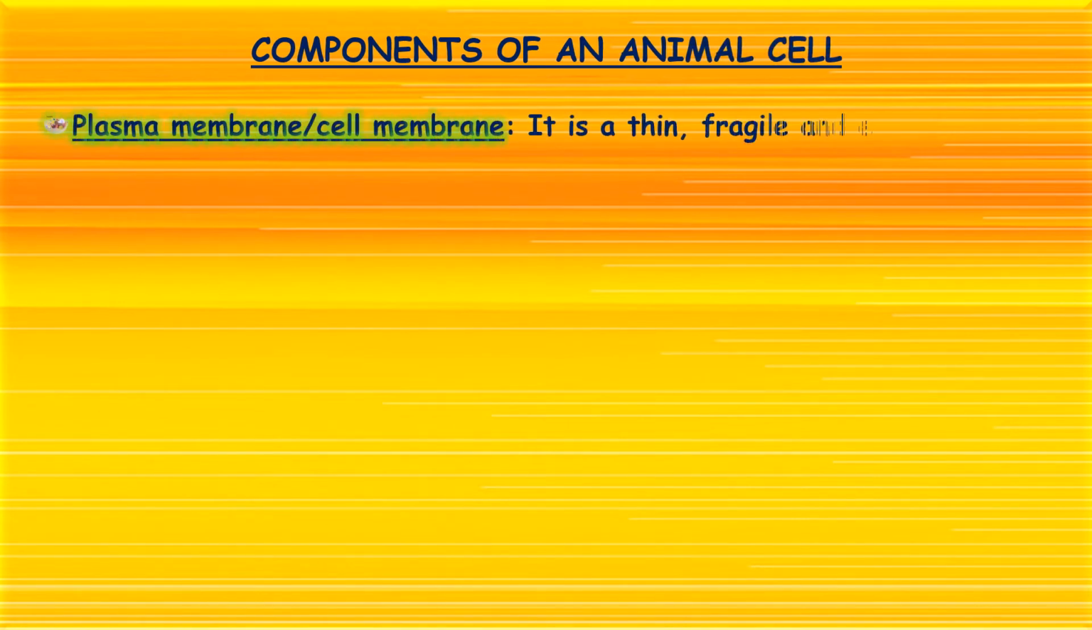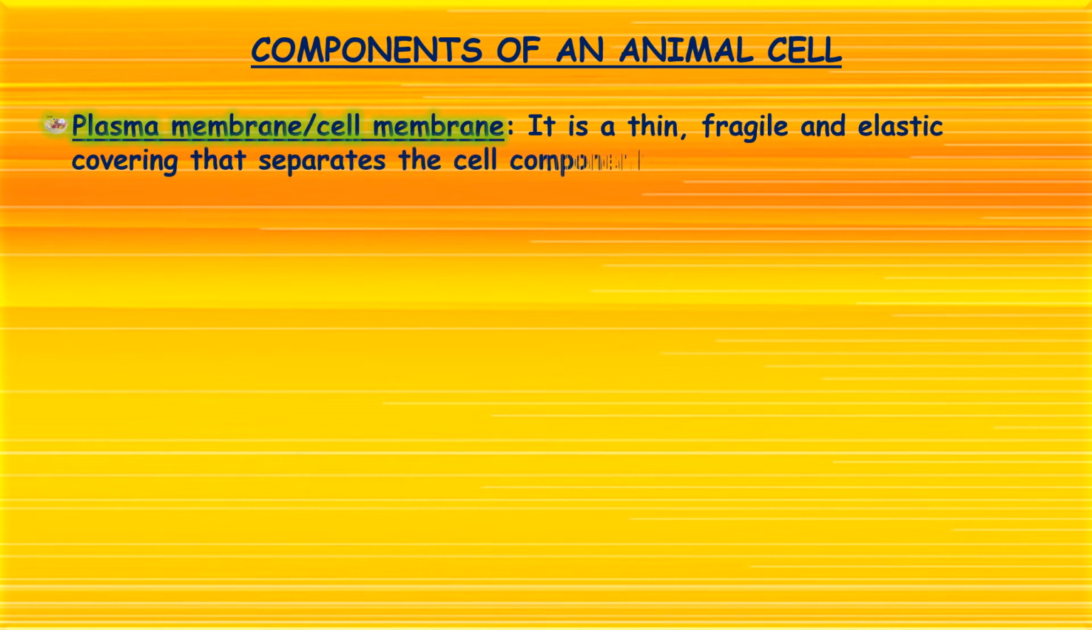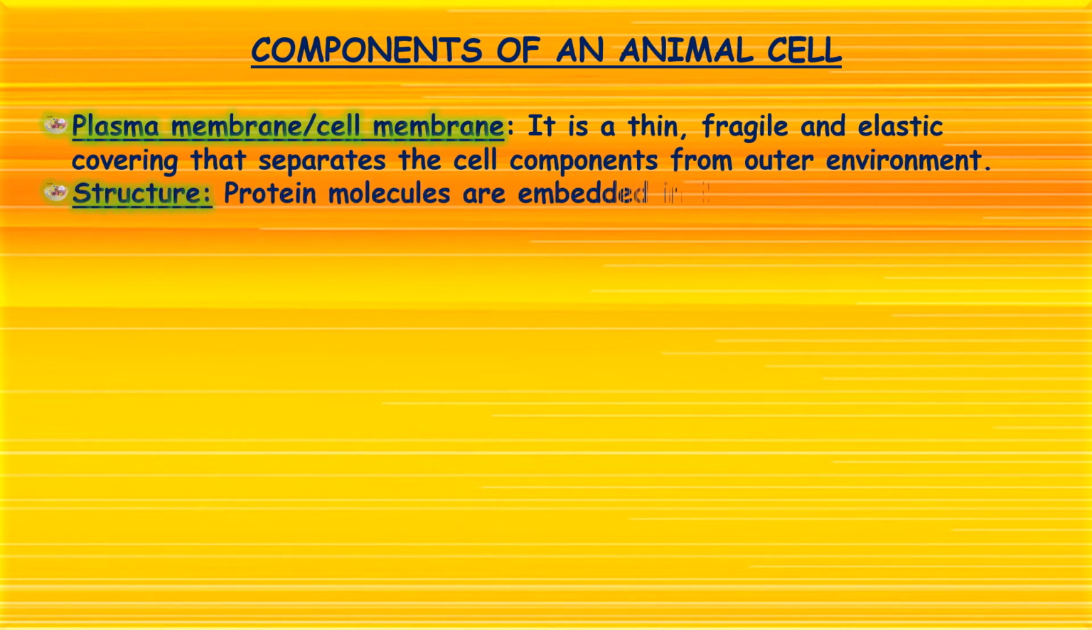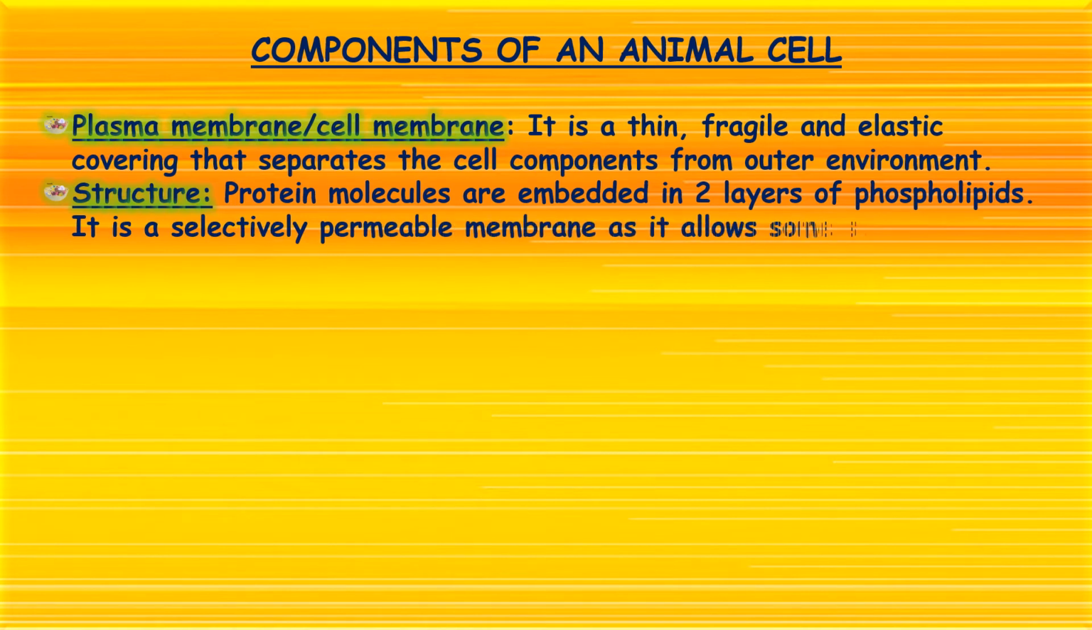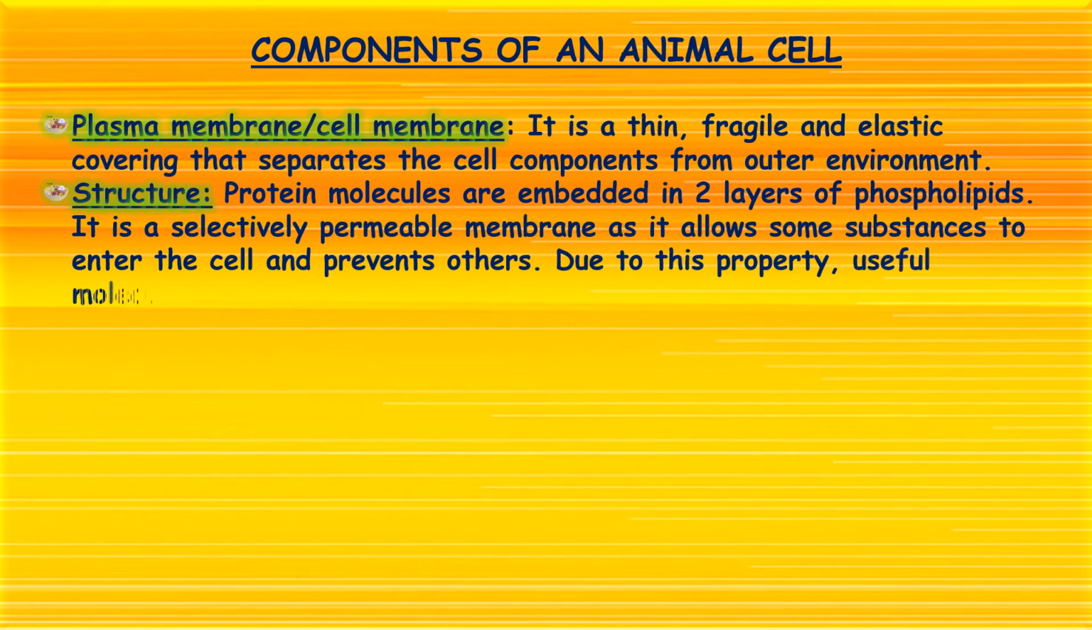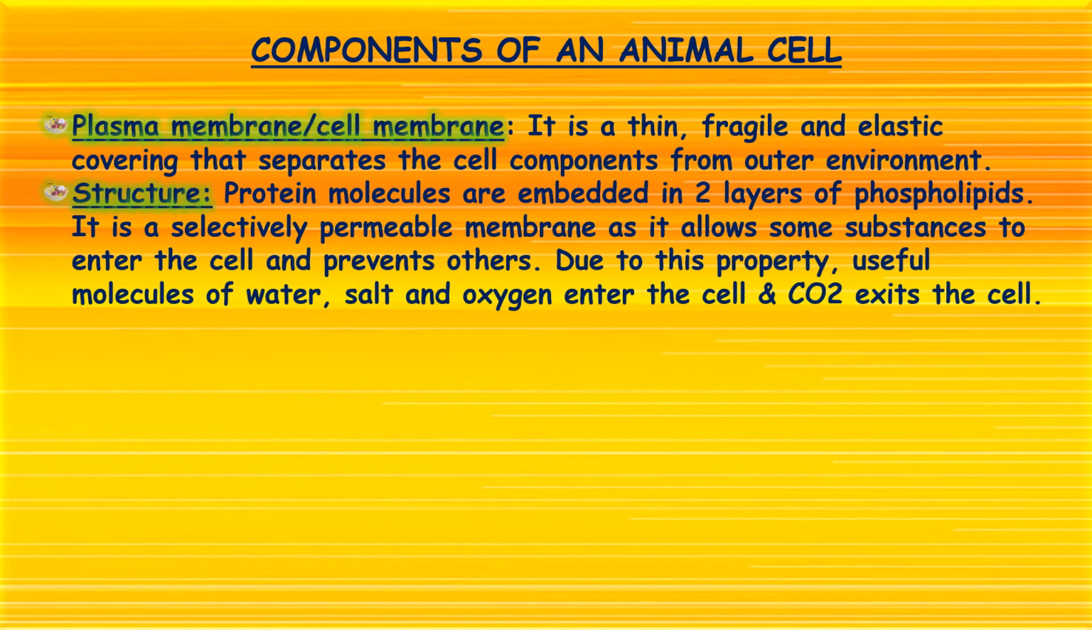Firstly, we have the plasma membrane or the cell membrane. It is thin, fragile, elastic, and it separates the cell components, that means whatever is there in the cell, from the outer environment. In the structure of this plasma membrane, protein molecules are embedded or come in between the two layers of phospholipids. It is a selectively permeable membrane as it allows only some substances to enter the cell and prevents others.